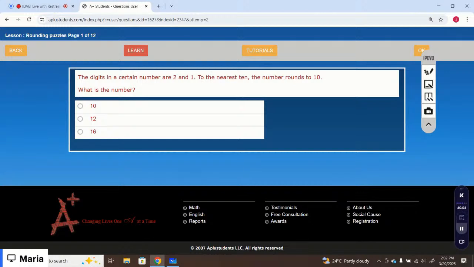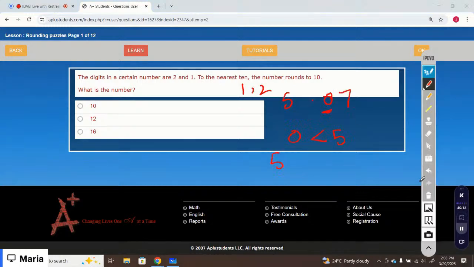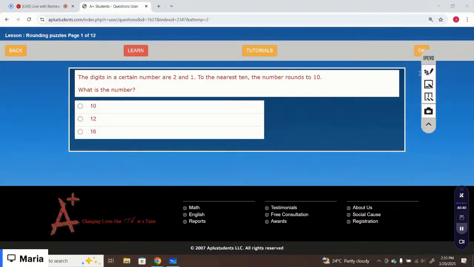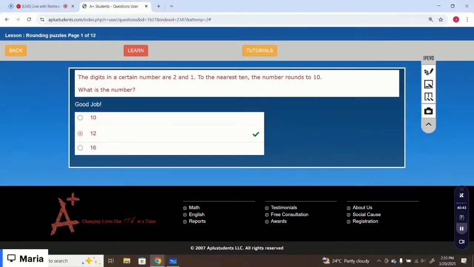The digits in a certain number are 2 and 1. To the nearest 10, the number rounds to 10. What number is it? So we have digits 1 and 2, right? You can make two numbers with these digits, 21 and 12. Which number rounds to 10, 21 or 12? It would be 12. 12 is the number that can be rounded to 10.